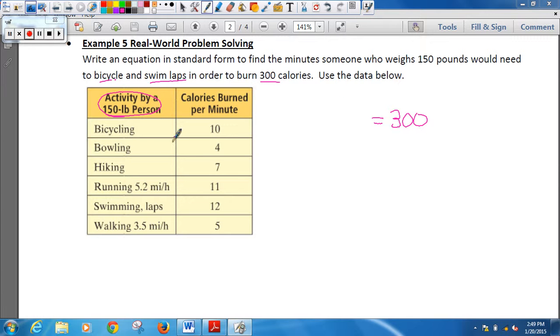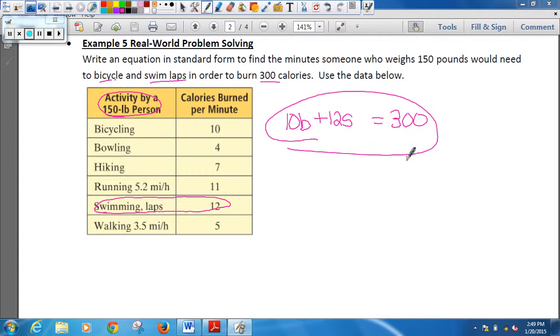So, for bicycling, it burns 10 calories per minute of bicycling. Plus, if you swim, it burns 12 calories per minute swimming. So our equation is 10b plus 12s equals 300. It's in standard form because it's ax plus by is equal to 300.